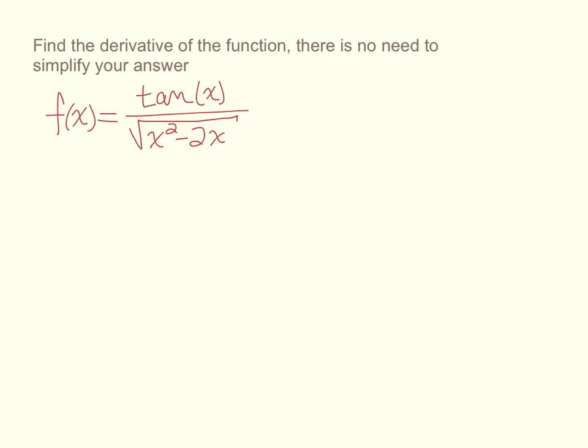Find the derivative of the function. There is no need to simplify your answer. With this function, f of x equals tangent x over the square root of x squared minus 2x.